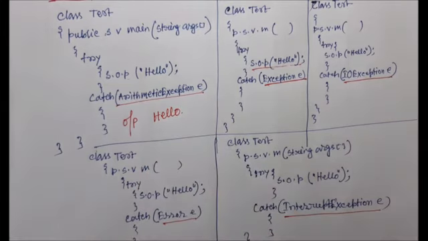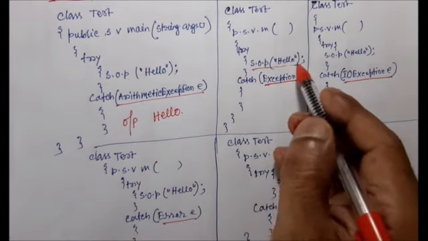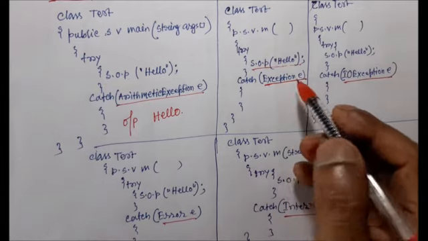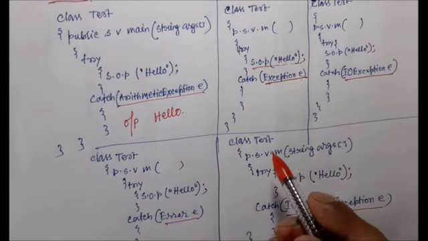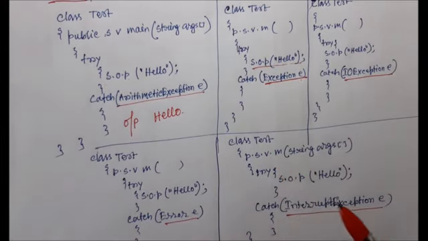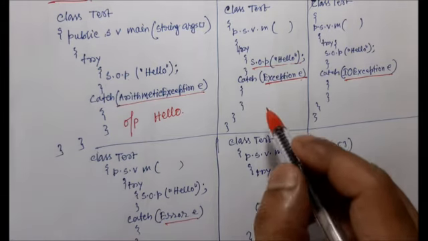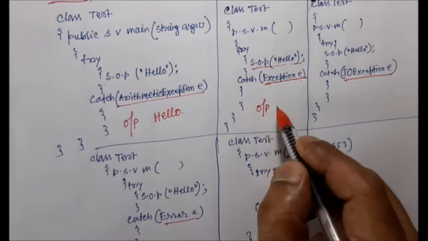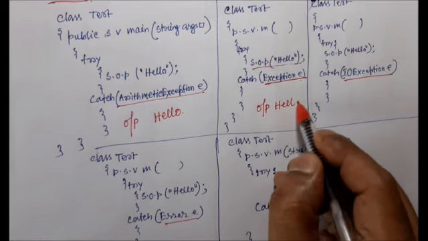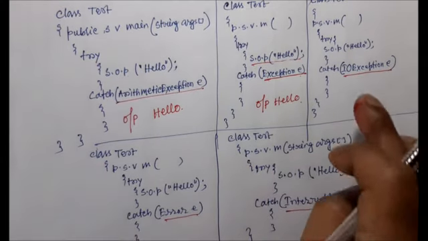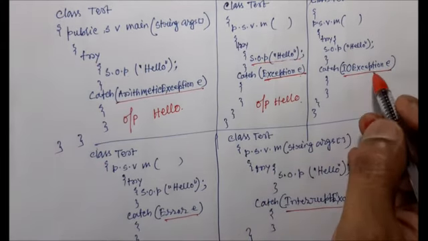In the second case, there is no error, but I have written an exception. Whether the exception is checked or unchecked, whatever it is, I will get the output hello. Now think about the third case, IOException.